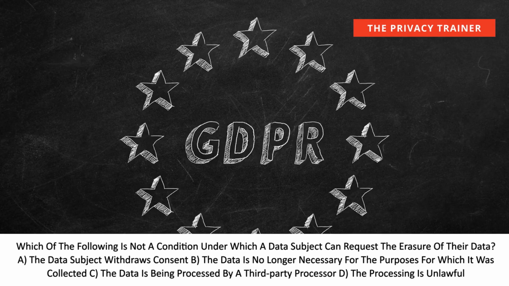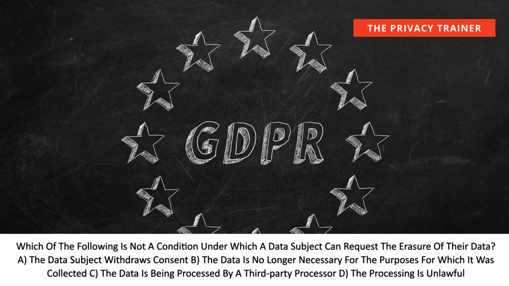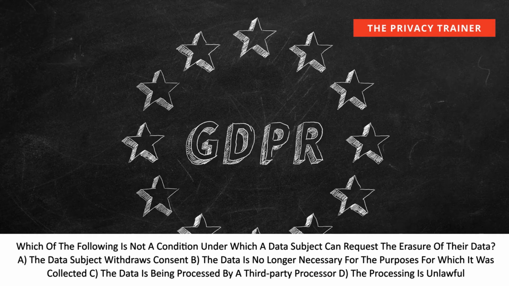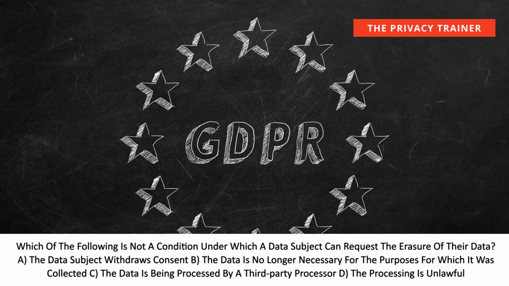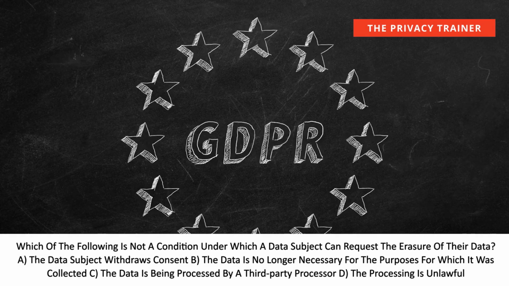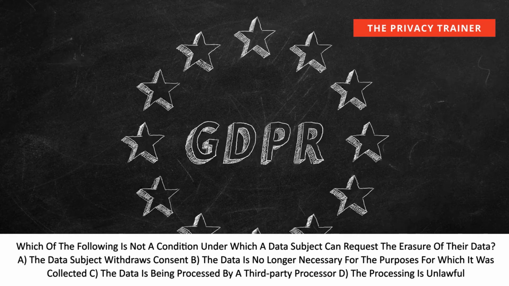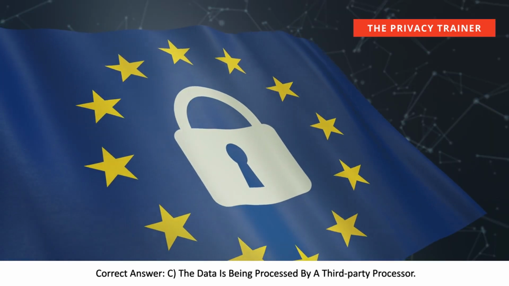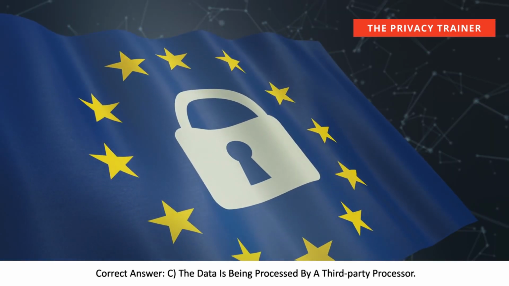Which of the following is not a condition under which a data subject can request the erasure of the data? A. The data subject withdraws consent. B. The data is no longer necessary for the purposes for which it was collected. C. The data is being processed by a third-party processor. D. The processing is unlawful. Correct answer: C. The data is being processed by a third-party processor.